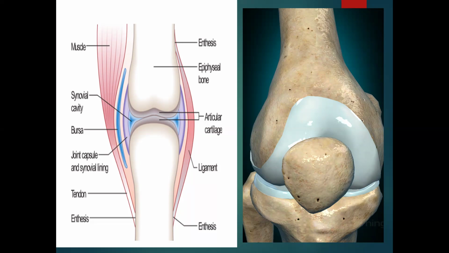Then it also supports the joint by maintaining its shape. If this wears off, then there will be a gap here. And once there is a gap, the stability of these joints is altered. So this articular cartilage you are seeing here contributes to maintaining the joint stability.